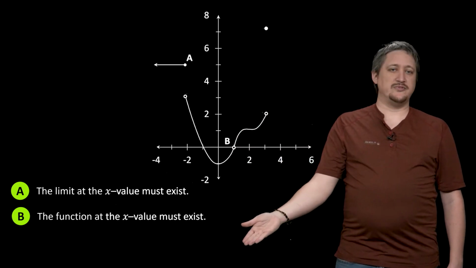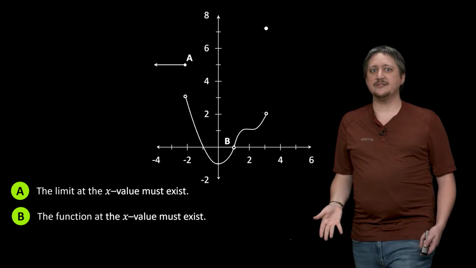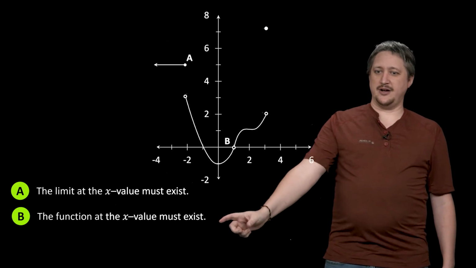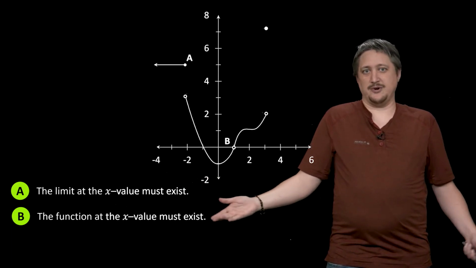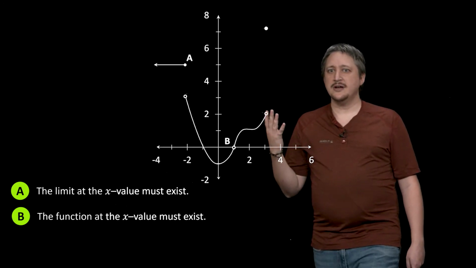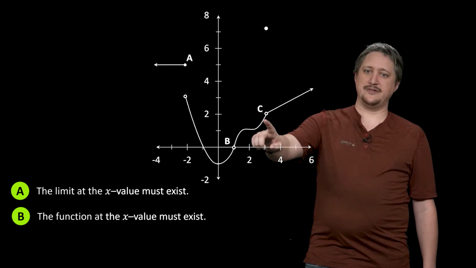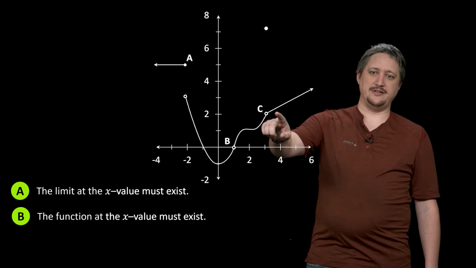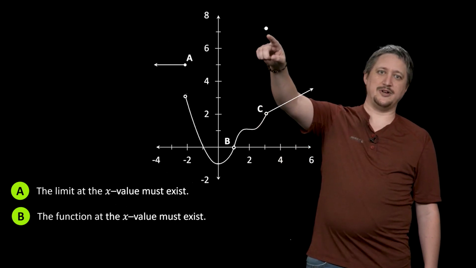So the second part is the function at that x value needs to exist, right? So this isn't a limit directly, but we need that the function is defined at the point, otherwise we're missing it, so it makes no sense to talk about that point. But as pointed out here at our C point, right, we have the limit existing, again, still coming to the same value on both sides. The function exists, right? It's way up here, though.